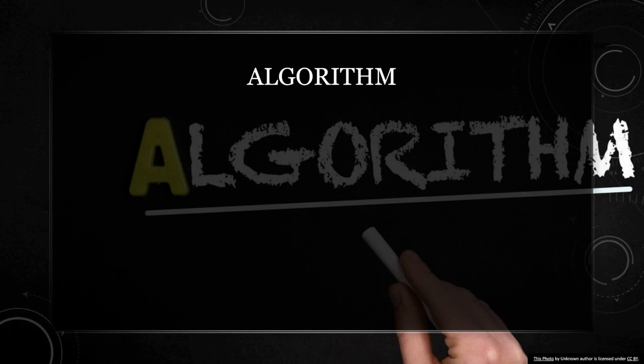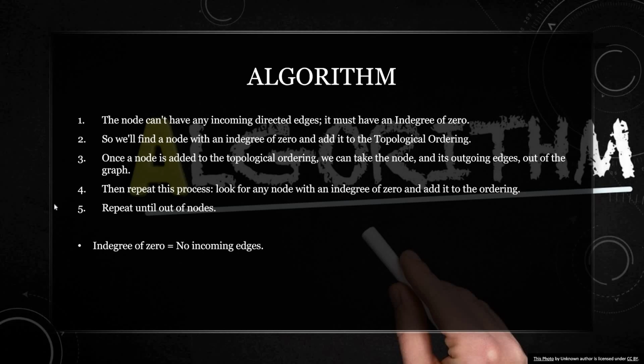This is the algorithm of topological sort. The node must not have any incoming directed edges. It must have an in-degree of 0. Imagine we have a graph, which is a collection of nodes connected by directed edges. Each node represents something, like a person or a concept. And the edges are relationships or connections between the nodes.